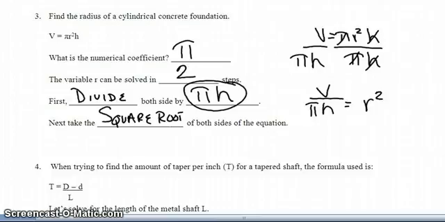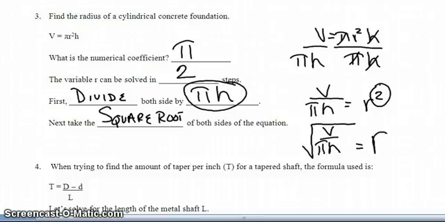Next, to undo this square, the opposite operation is square root. So I'm going to take the square root of both sides. So I'm going to have the square root of the whole side, v over pi h, equals the square root of r squared, which is r.